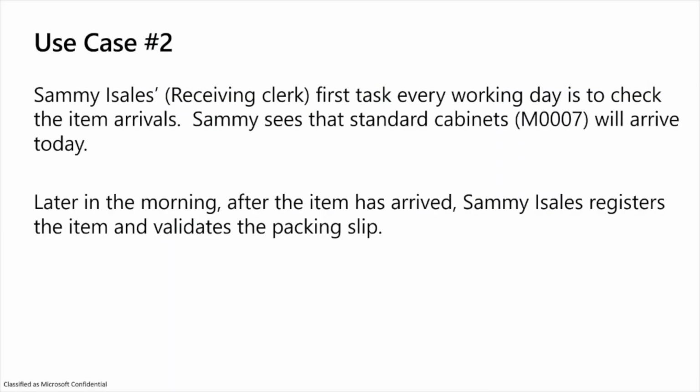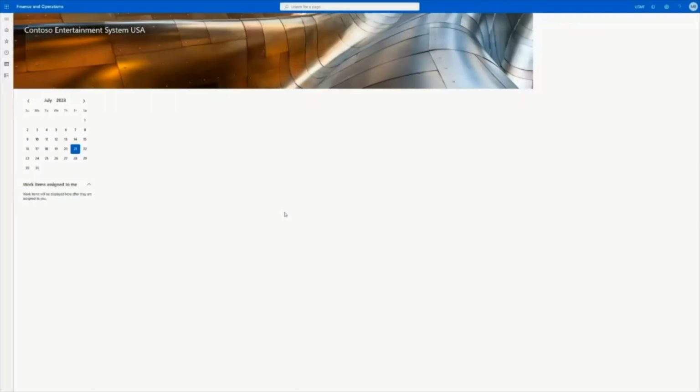Now I'm Sami Israel's. Sami Israel's first task every working day is to check the item arrivals. Sami sees that the standard cabinet will arrive today. Later in the morning, after the item has arrived, Sami Israel will register the item and validate the packing slip. So now let's jump into finance operation.